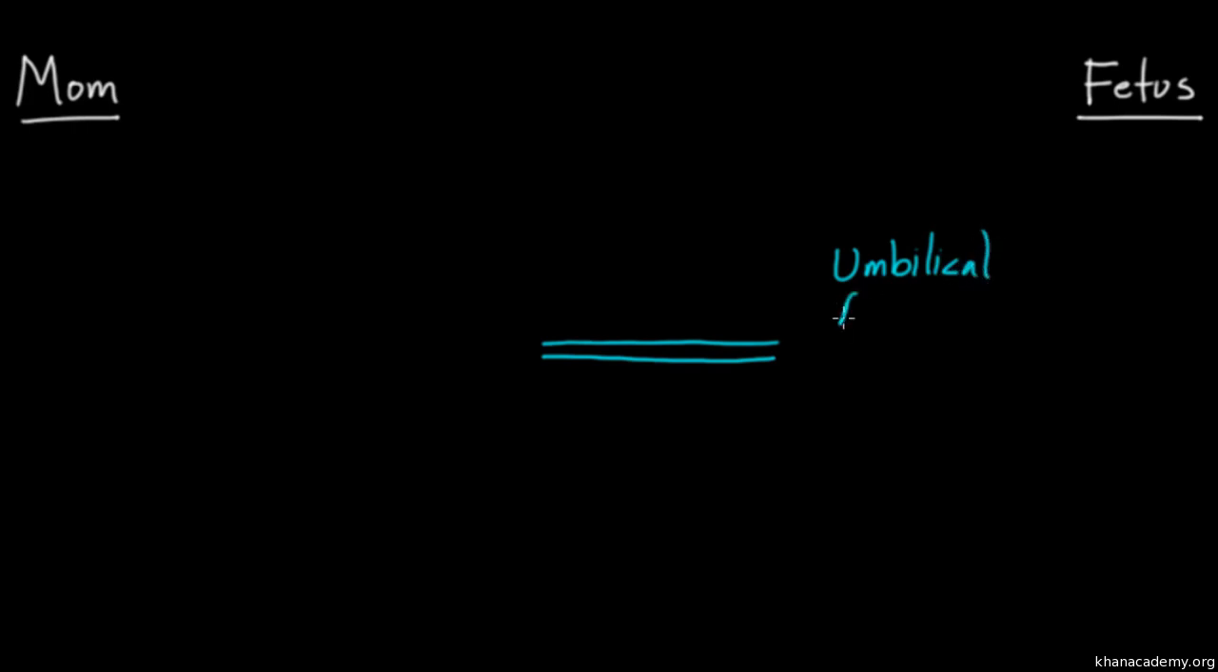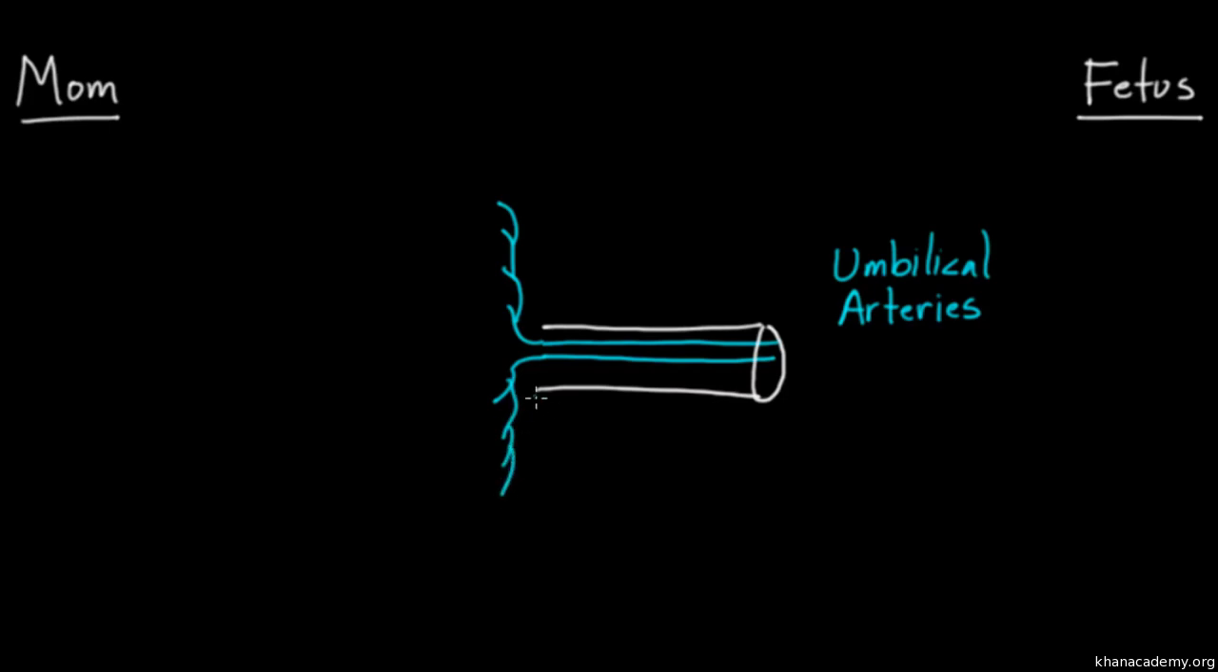These umbilical arteries are coming off of branches from the internal iliac arteries. And these umbilical arteries are actually going through the umbilical cord. So this is our umbilical cord down here. And they start branching. These little arteries start branching. So let's draw some branches here. And let's say this one branches down here.